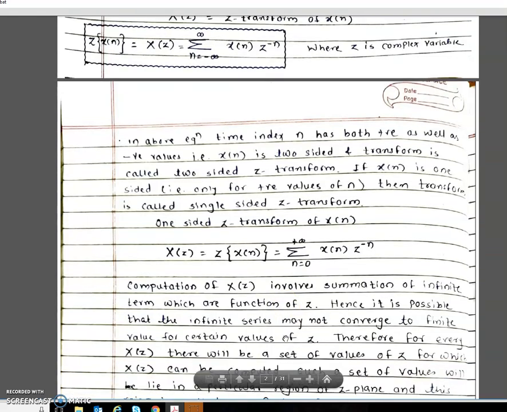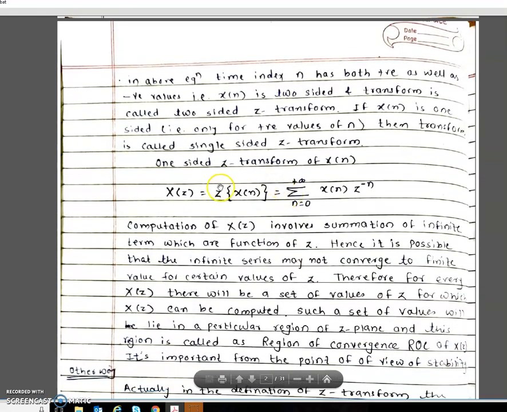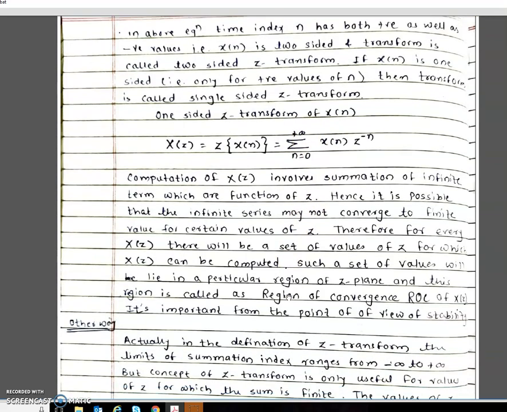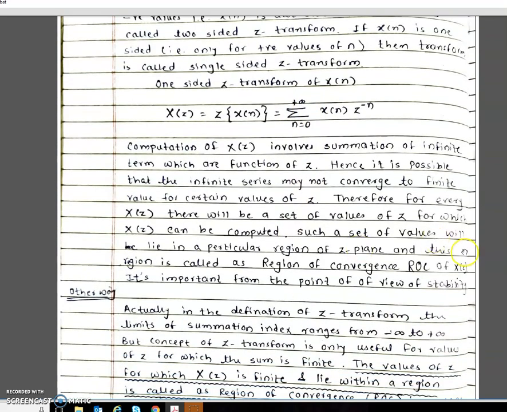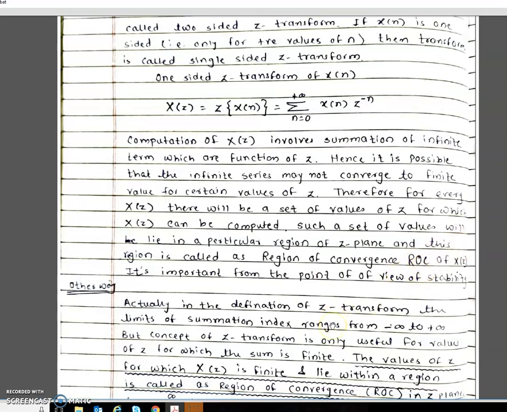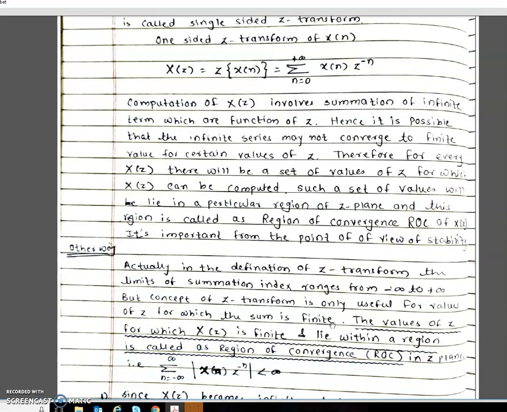Computation of X of z involves finding this sum, which is done by placing a particular value of z and summing the terms while keeping n from 0 to infinity or minus infinity to infinity. Now an important concept, that is the region of convergence, ROC.